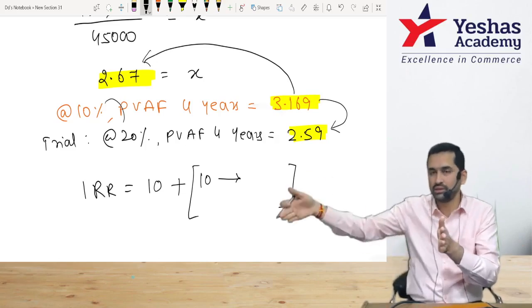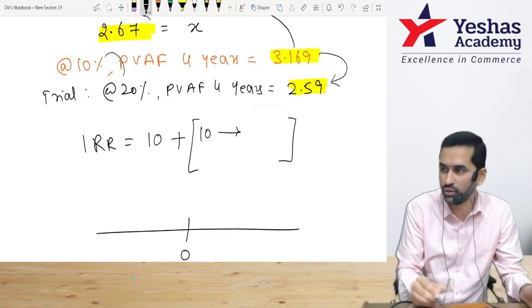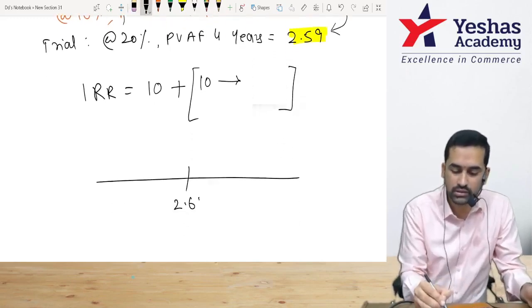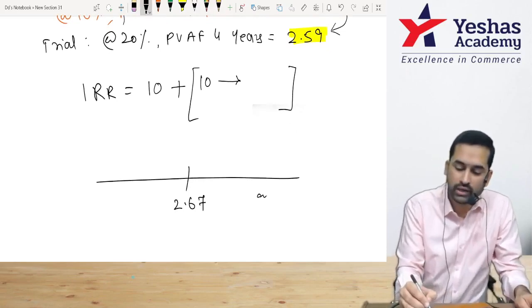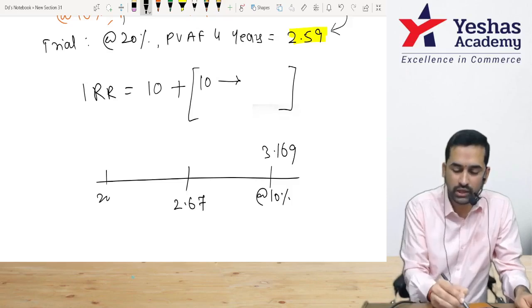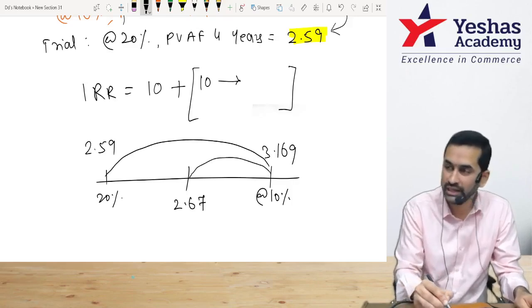At 10%, I was at 3.169. Now understand, if you put a timeline, it won't be 0 now. What is your target? You want to reach 2.67. Correct? When it was 10%, you were here at 3.169. You tried 20%, you went to 2.59. That means from here to here, but you wanted to go from here to here.